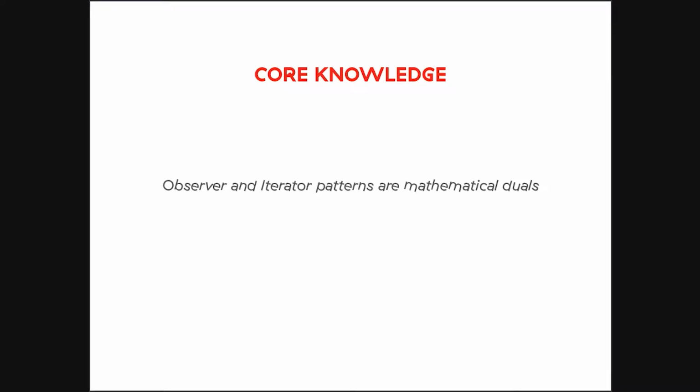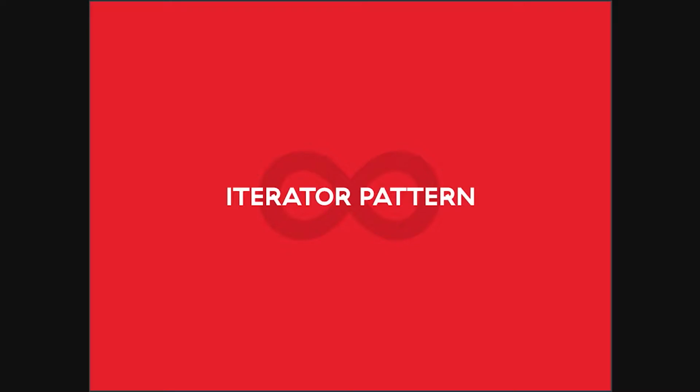This is something that you can remember, and when you start doing more and more stuff, you will have an epiphany. Observer and iterator patterns are mathematical duals. This is interesting because this was discovered fairly recently. As you recall, I was talking about this book, Gang of Four, and they never said that these 2 patterns are related in any way, but actually they are, and I will give you an explanation a bit later. Let's start with iterator pattern.